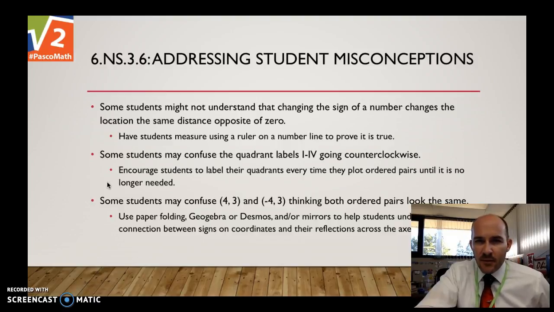And some students may confuse (3, -4) and (-4, 3), thinking both ordered pairs look the same. And so again, using paper folding, GeoGebra, Desmos, mirrors, to help students understand the connection between the signs of the coordinate and their reflections. And so you can show them that (4, 3) and (-4, 3) is that reflection across the y-axis.